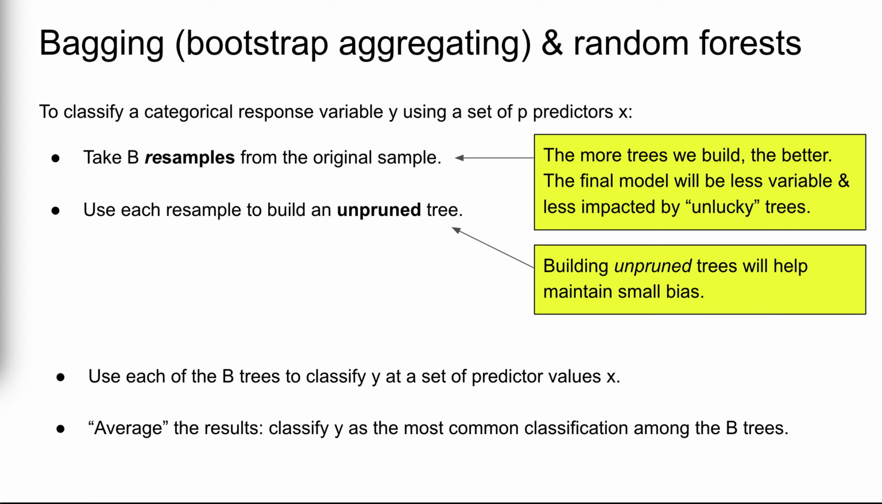Second, it's important to build a collection of unpruned trees, since, as we noted earlier, unpruned trees will help us maintain small bias in our model, hence in our classifications.